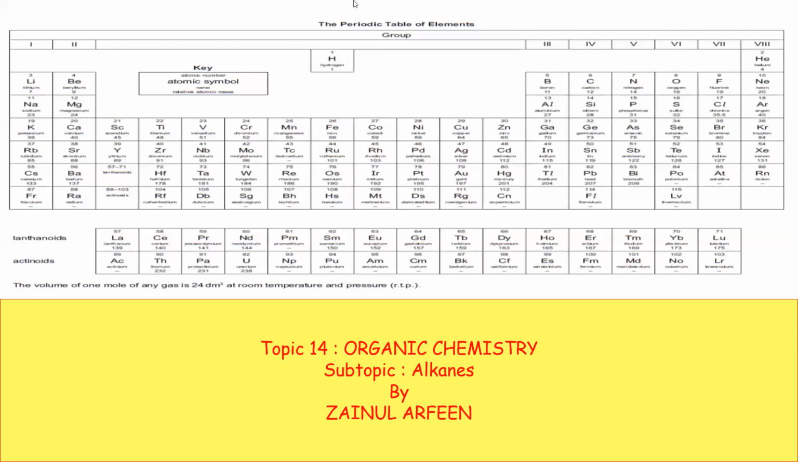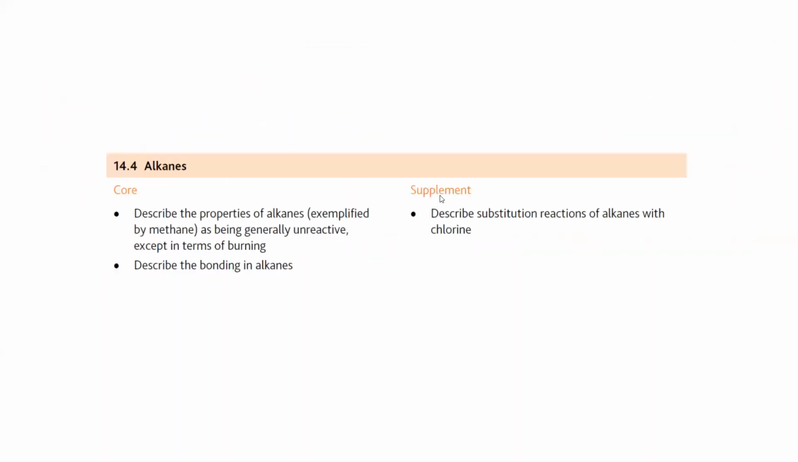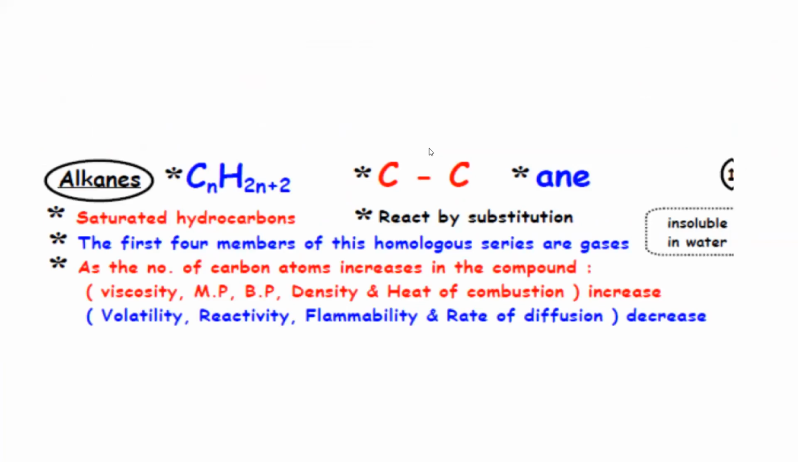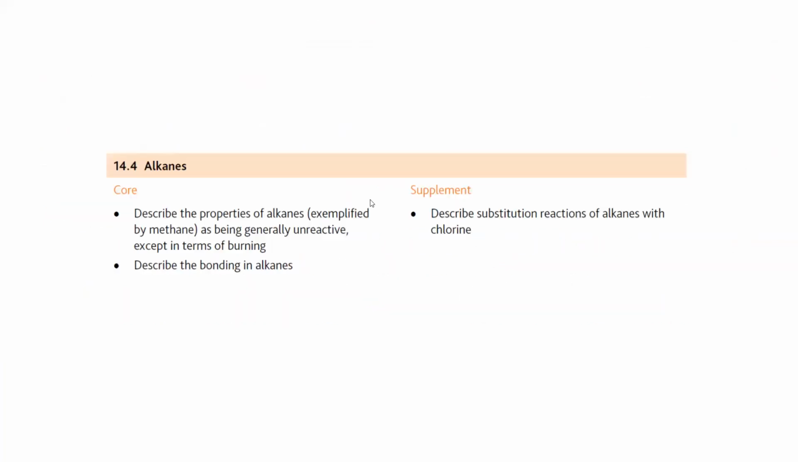So topic 14, organic chemistry, and the subtopic is alkanes. What is the meaning of alkane? Alkane means between the two carbon atoms throughout the chain we will find a single bond. So if there's a single bond between the carbon atoms throughout the chain, we call them alkane.